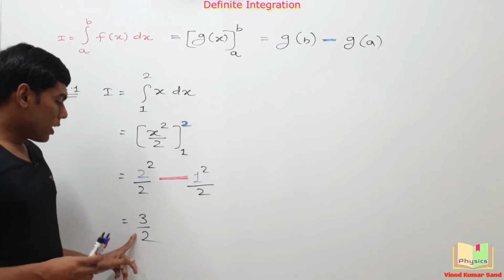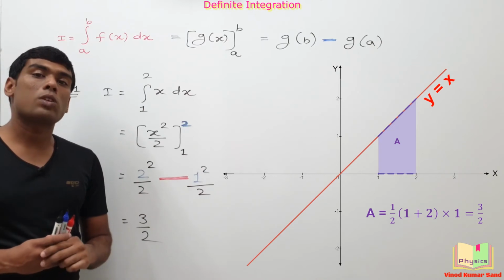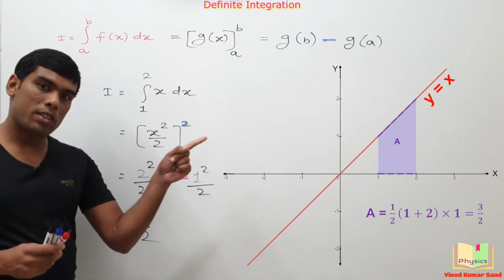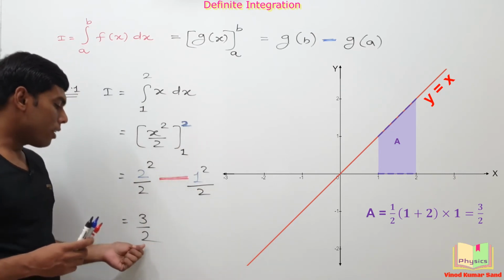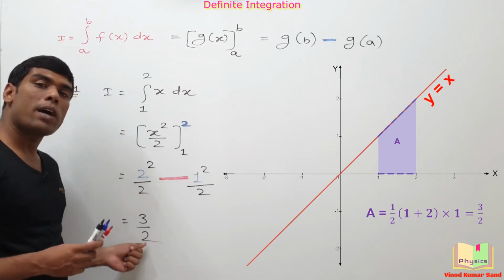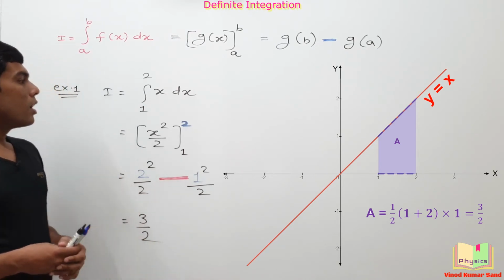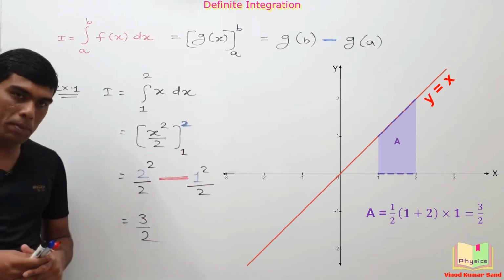Now this answer can be obtained by taking the area under the curve as shown in the diagram. If you take the area of this trapezium between this curve and the x-axis, then that area will also have the magnitude 3 by 2 units. You can check it yourself. Note it down. Then we'll be taking up the next example.